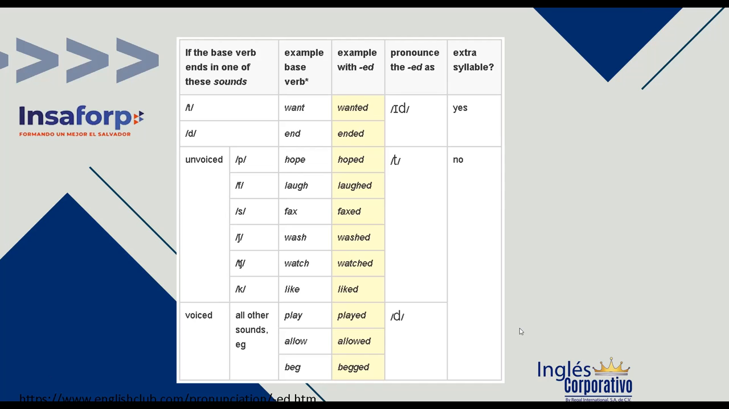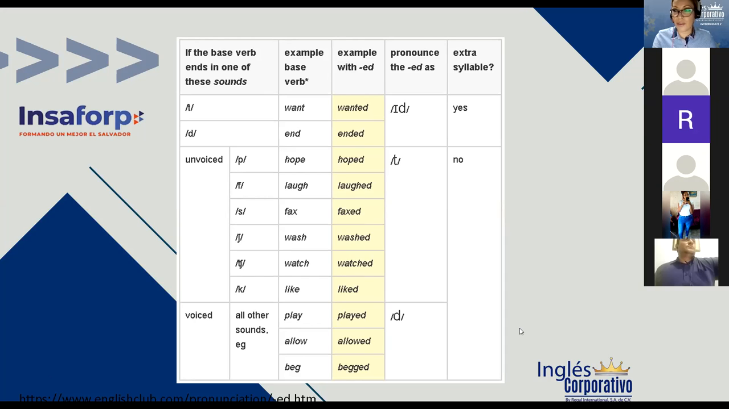Questions in regards to this? No questions? What does beg mean? I don't remember, teacher. It's like mendigar. Oh, okay. I thought it was like rogar. Yeah, it's kind of the same, right? Rogar or mendigar. Yeah, it's basically the same thing. And the beggars, the people who beg, are mendigos. Allowed is permitir. Permitir, okay. Allow.